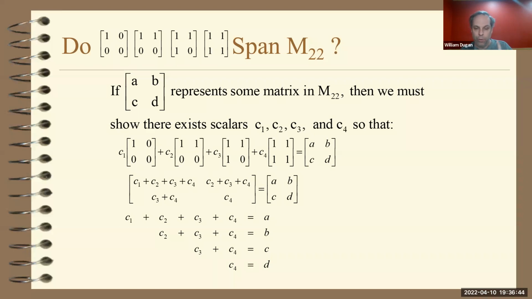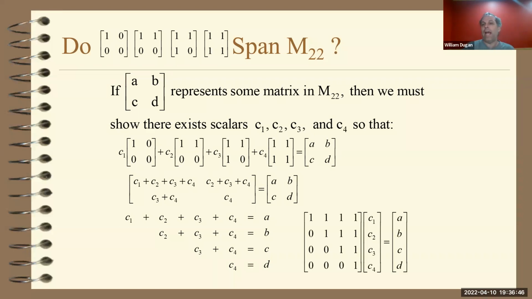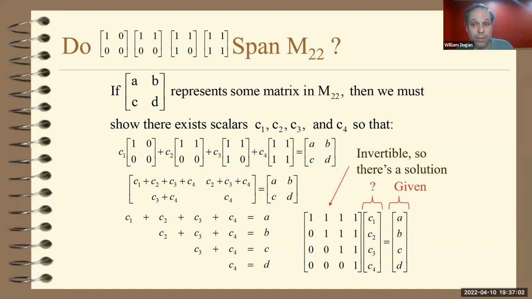Well, if you look at that system, you can think of it as this matrix multiplication, the same thing but in matrix form. We want to know, given this vector, can I find this solution? And well, that particular matrix is invertible because its determinant is not 0. So then it has a solution. Therefore, yes, these 4 matrices actually do span all of M22.